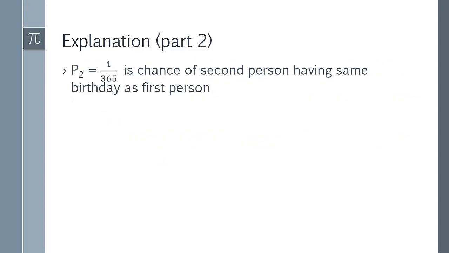Now that we know what P of n is, we know that P of 2 is the probability that two people will have the same birthday in a group of two people. And this, of course, is 1 over 365.